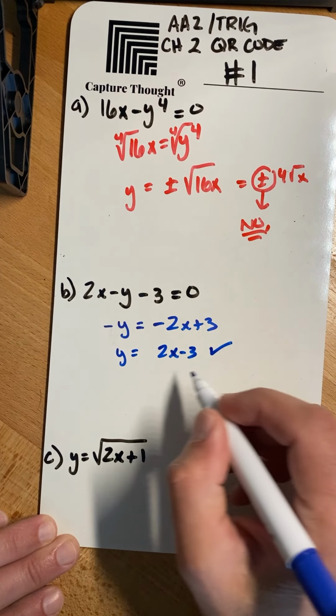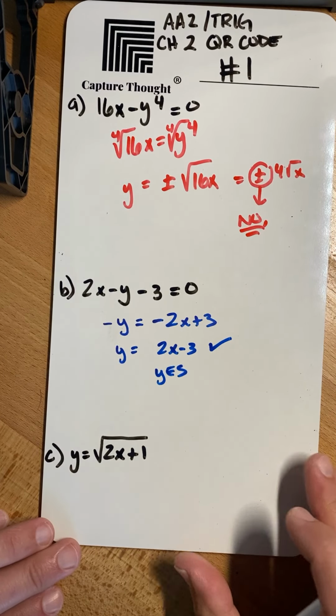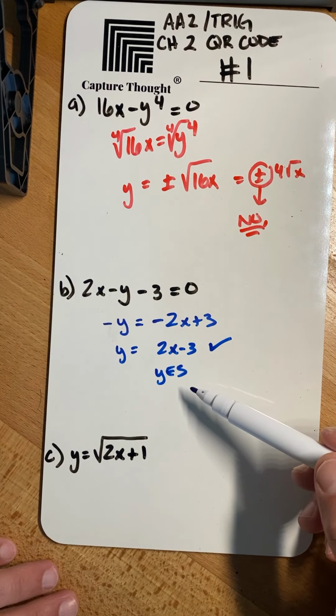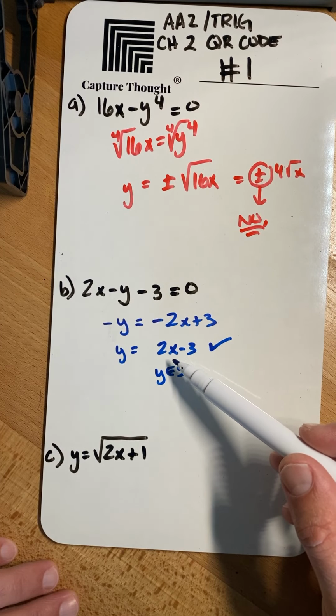And yeah, that's just a line. So that would be yes, y is a function of x because we all know lines are one to one. There is a single output for every input.